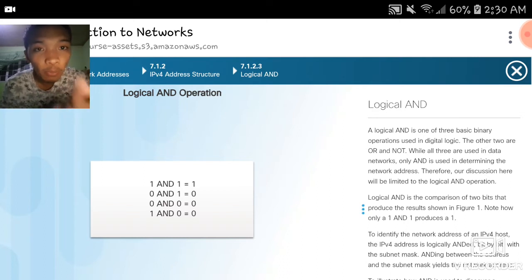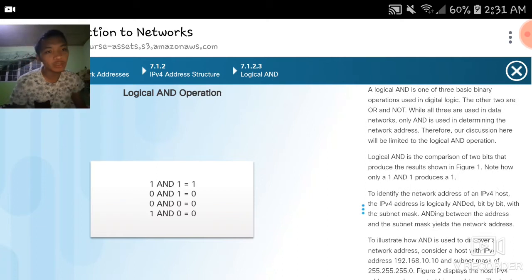If the problem has one false and one false, the answer is always false. Like 0 and 1, false. 0 and 0, false. 1 and 0, false. It's always false. If the problem has 1 and 1, true and true, the answer is true. And if the problem has a false, the answer is always false. Logical AND is a comparison of two bits that produces the results shown in figure 1.